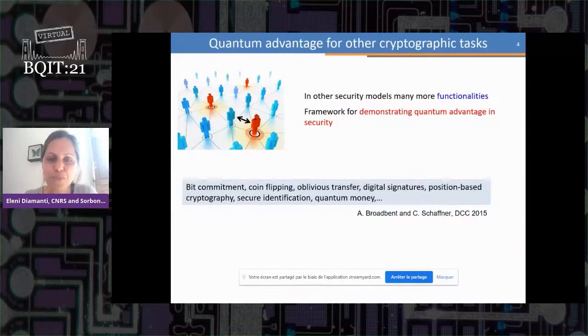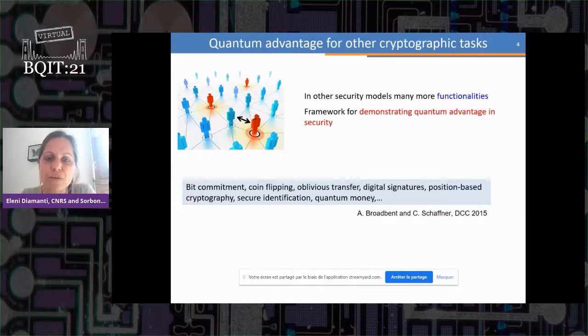Today, I would like to focus more on other cryptographic tasks and other communication tasks, and how we can demonstrate in practice a quantum advantage. It's important to understand that there is a big and rich world in security and communication beyond key distribution. There we have other security models which offer many more functionalities, and the communication networks offer a beautiful framework for demonstrating quantum advantage in this case.